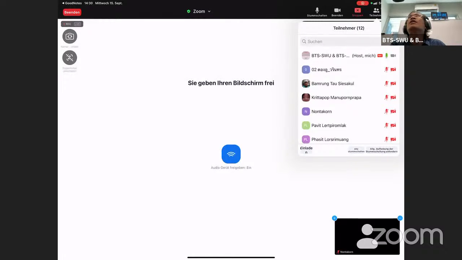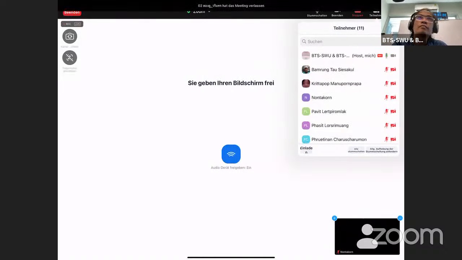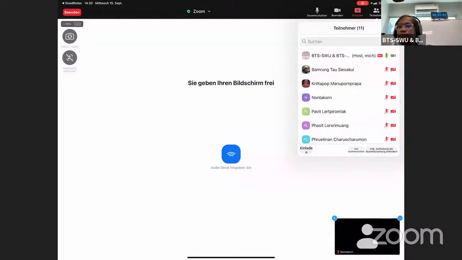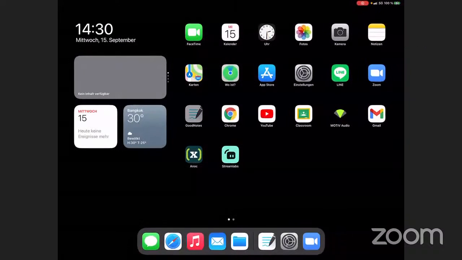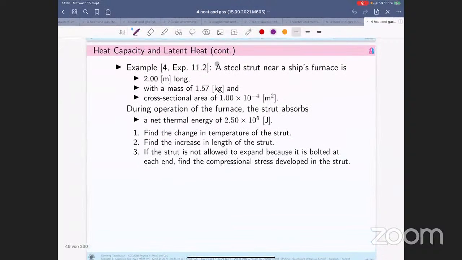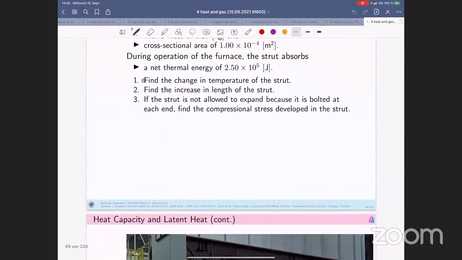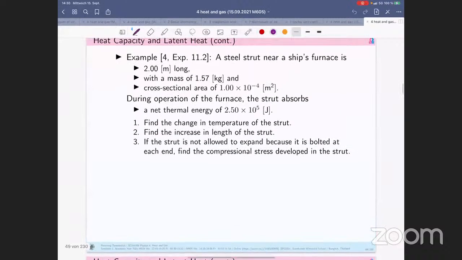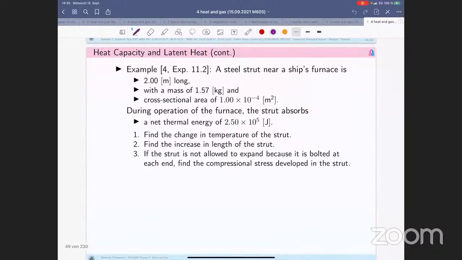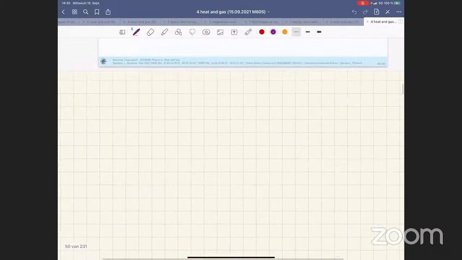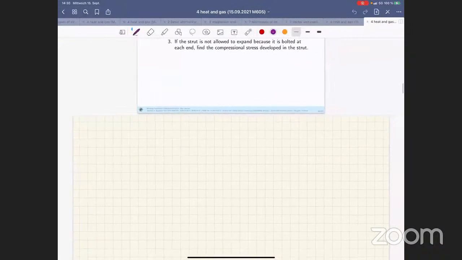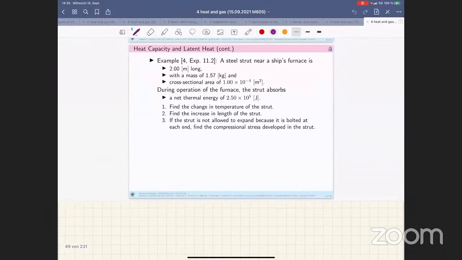Still start, right. The question for us at the moment is the temperature change of the strut. Temperature change of the strut.